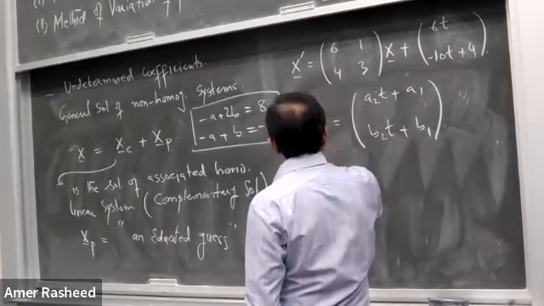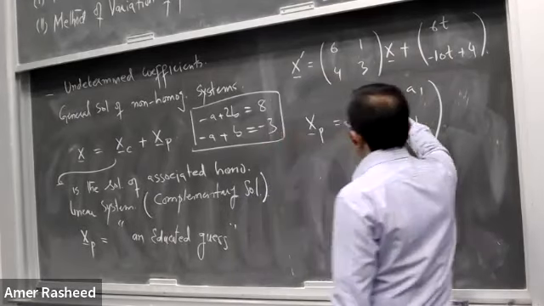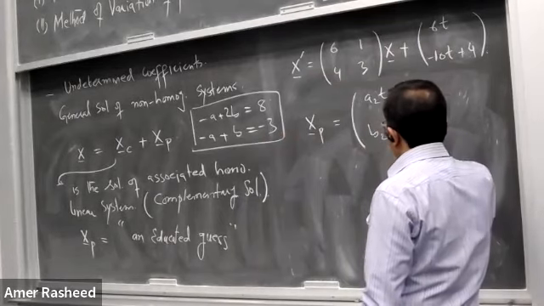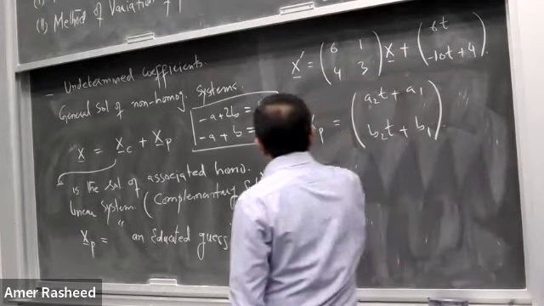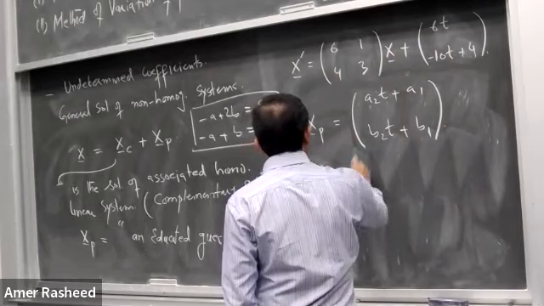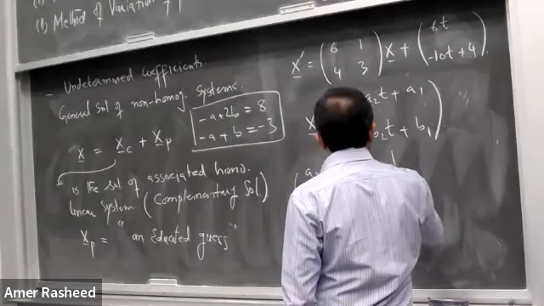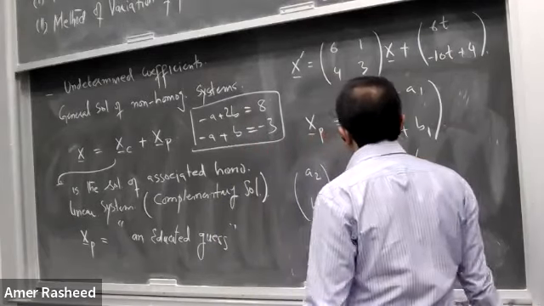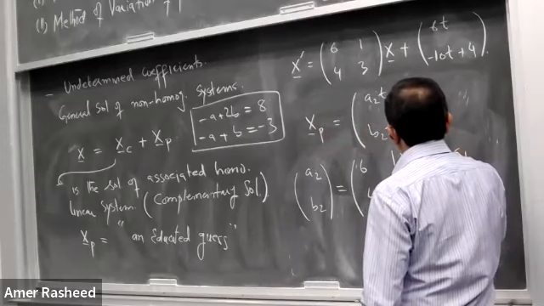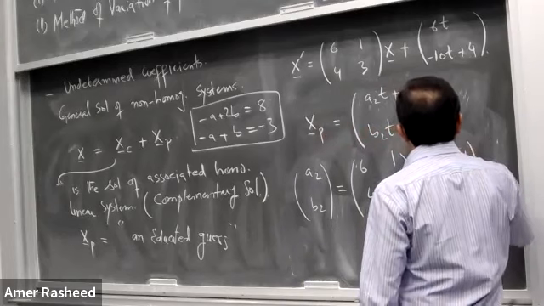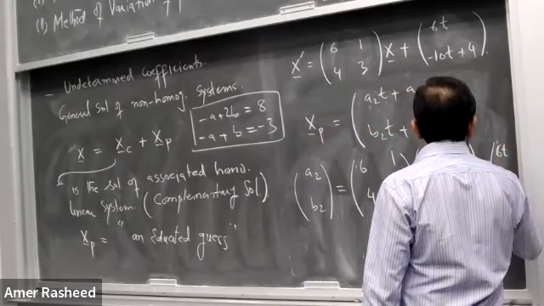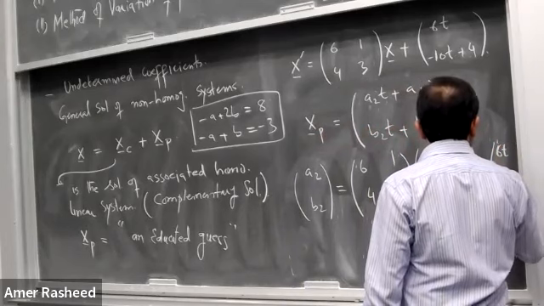So what is xp dash? Xp dash is a2 (the derivative of a2 t is a2, the derivative of a1 is 0), b2 (the derivative of b2 t is b2, the derivative of b1 is 0). So xp dash should be what? It is a2, b2, which equals the matrix 6 1, 4 3 times xp, that is a2 t plus a1, b2 t plus b1, and then plus 6t, negative 10t plus 4.